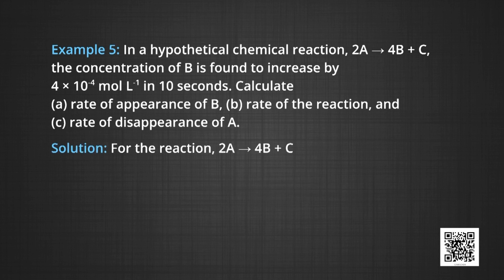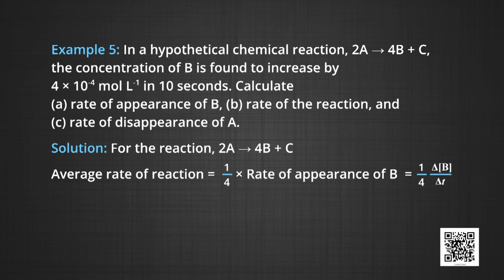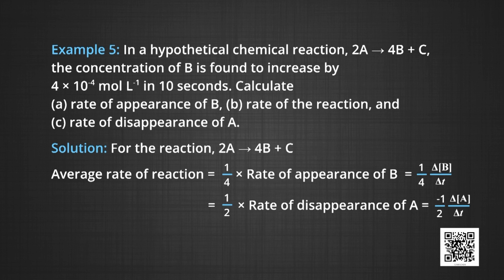The solution, for the reaction 2 moles of A giving 4 moles of B plus 1 mole of C. First of all, let us calculate the average rate of reaction. 1 by 4 into rate of appearance of B is equal to 1 by 4 delta molar concentration of B divided by delta T. It is equal to half into rate of disappearance of A. It is further equal to minus half delta molar concentration of A by delta T.